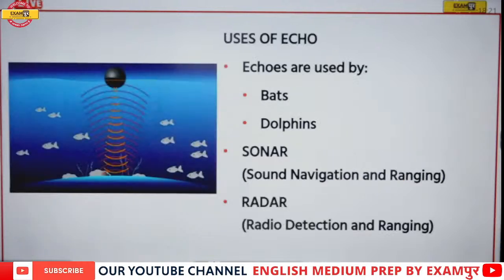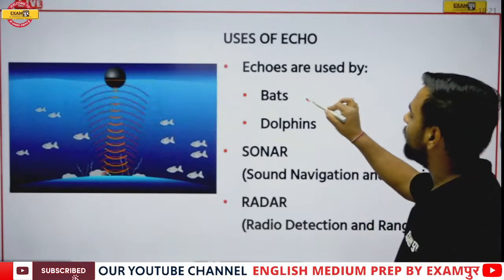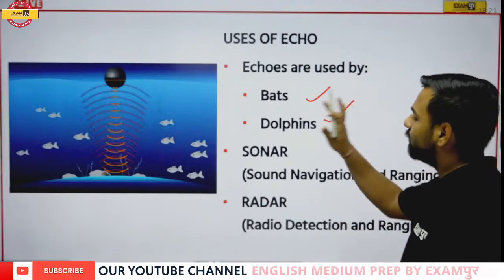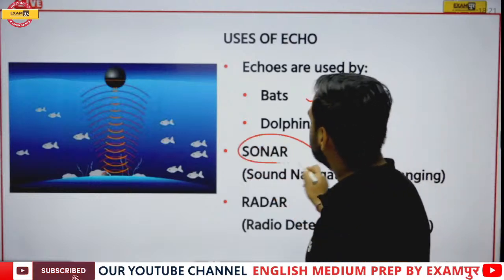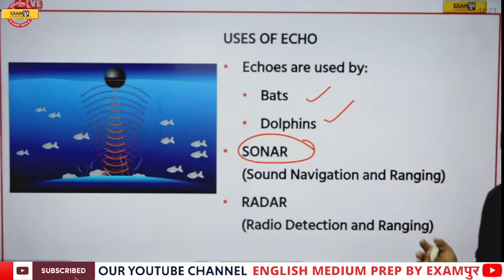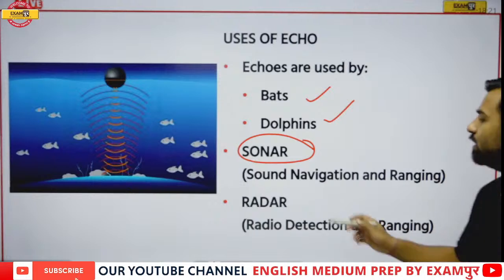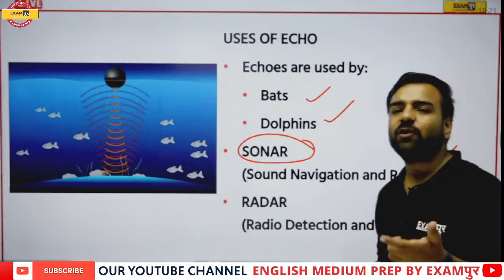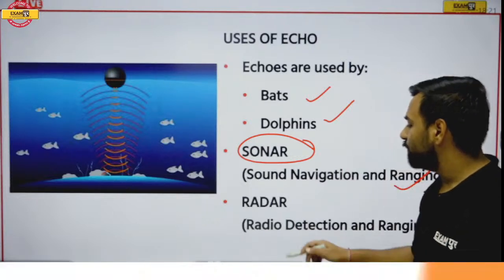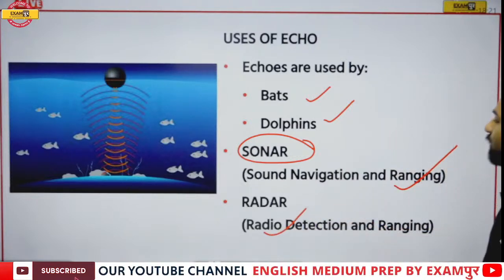So if I talk about the uses of echo, echoes are used by bats and dolphins, and here the concept used is sonar. The full form of sonar is actually asked in the examination, and it is sound navigation and ranging. If I talk about radar, the full form of radar is radio detection and ranging.